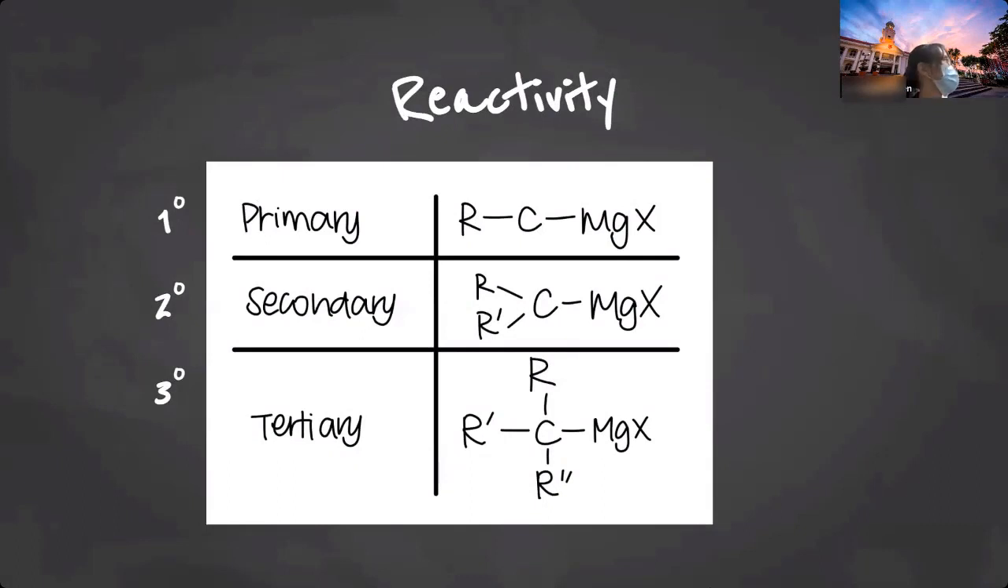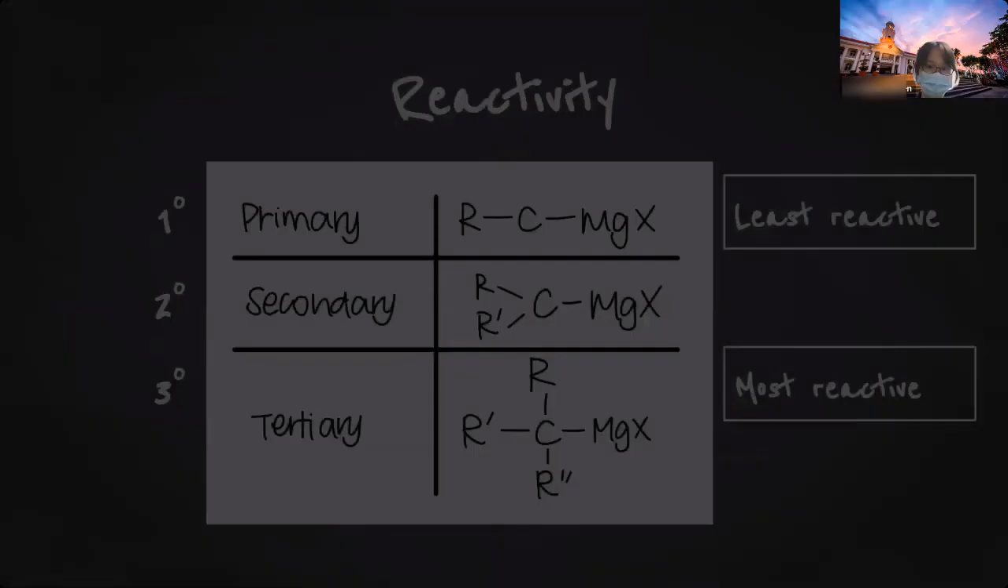Next, we compare primary, secondary, and tertiary organometallic reagents. The metal atom or metal halide may be bonded to a primary, secondary, or tertiary carbon atom, as seen on the screen. These organometallic reagents will have different reactivities. The greater the number of bonded alkyl groups, the more reactive the reagent.